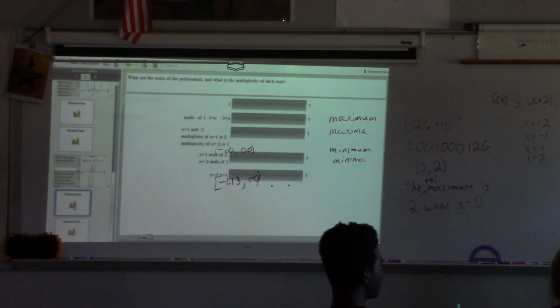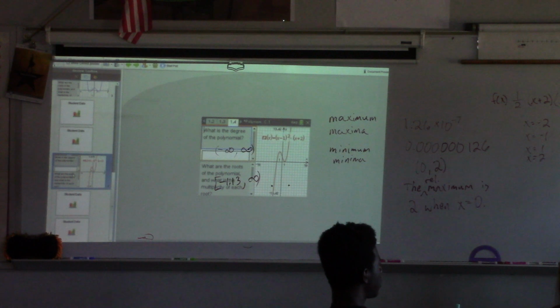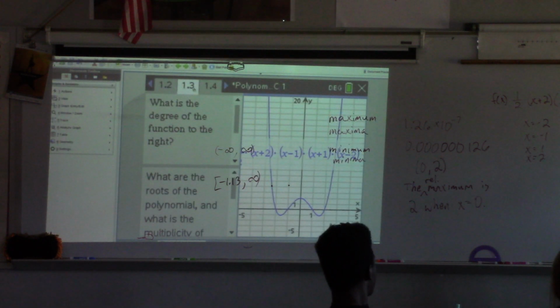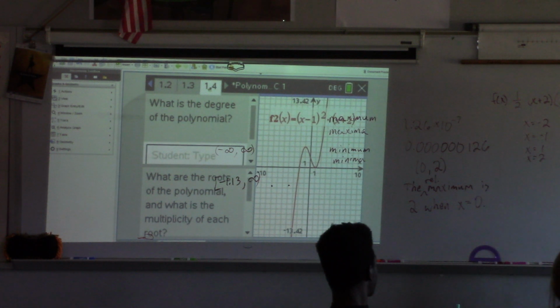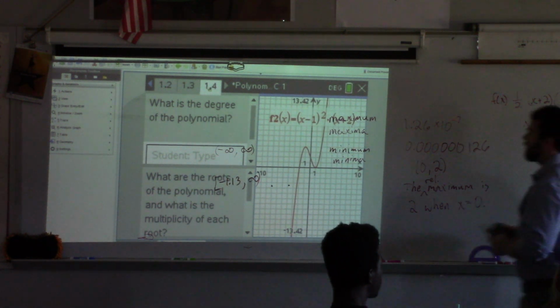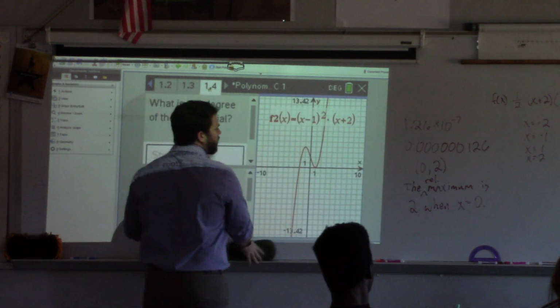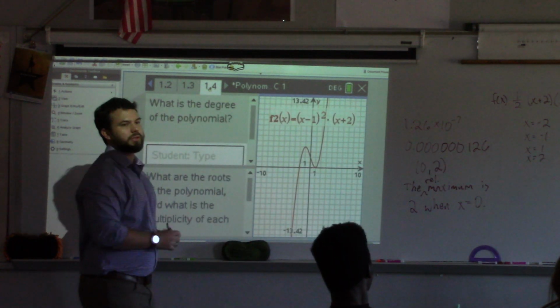So I will point out, in this graph, how many x-intercepts do we actually have here? 2. But how many roots do we have to have? 3. Does anyone know, looking at the graph, which one of these is going to be called a double root, or a root with a multiplicity of 2?